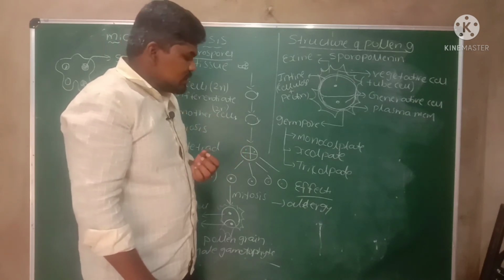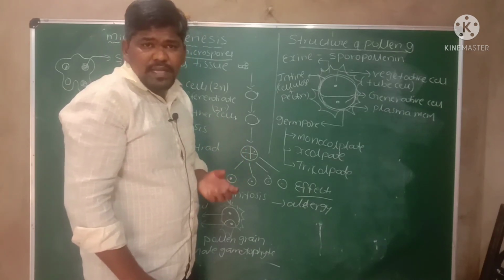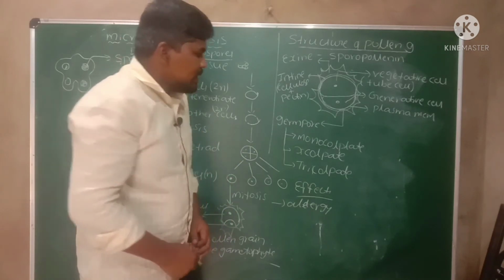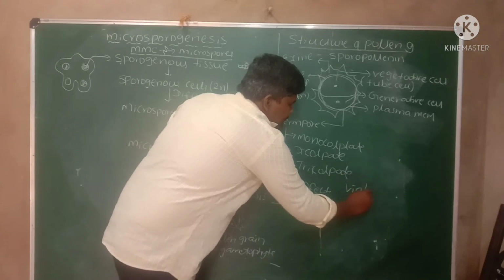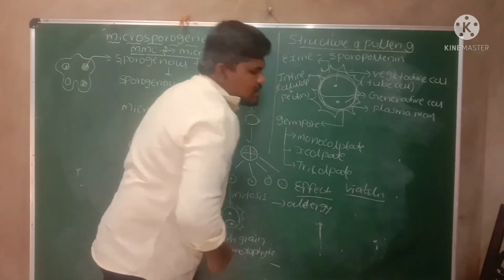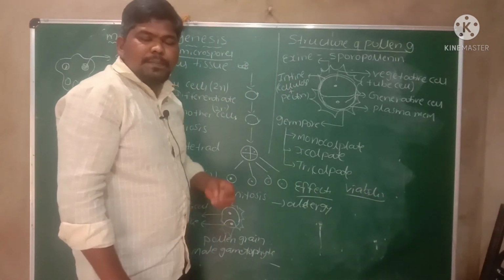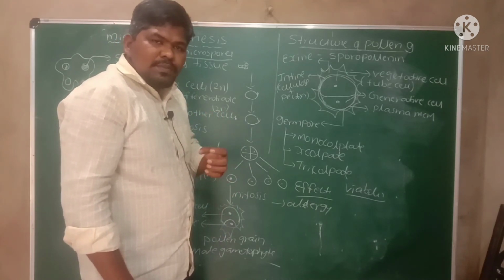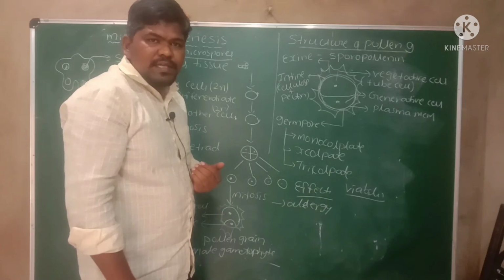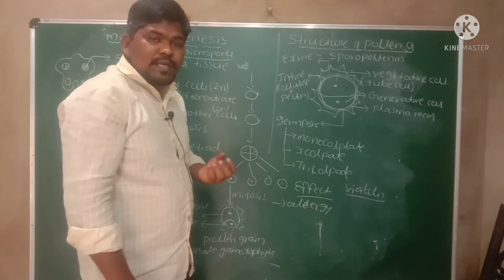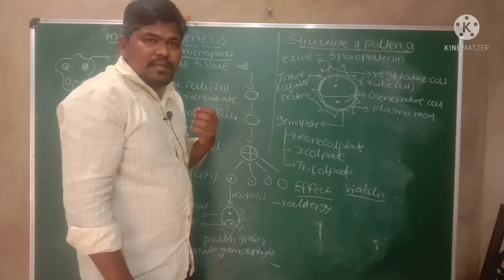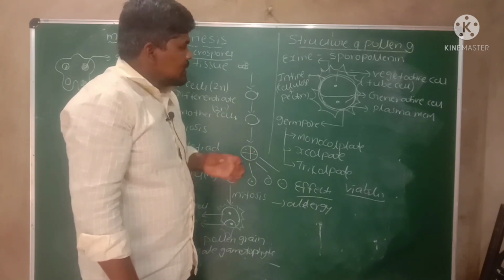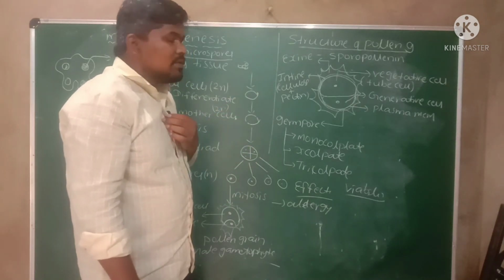Then viability means the lifespan or ability to germinate. The viability of pollen grain is different in different species. In a few types of species, the pollen grains last only within 30 minutes, like wheat and rice, but in a few types of plants the viability is a few months. Up to a few months they can survive. That is about the complete details of pollen grain.